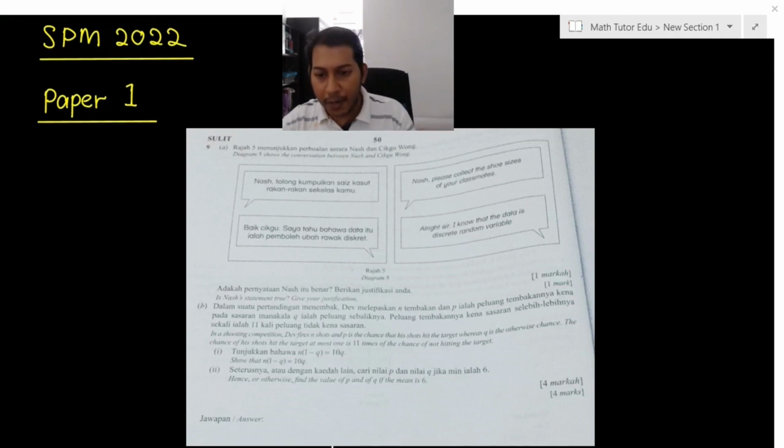So let me read the part 1. Show that N(1 - Q) is equals to 10Q, and for the part 2, hence or otherwise find the value of P and of Q if the mean is 6. So by the time you finish read the whole question, you should know that this question involves binomial distribution concept, guys. Okay, so take your time to solve this question and we will begin the discussion in a count of 5, 4, 3, 2, 1.